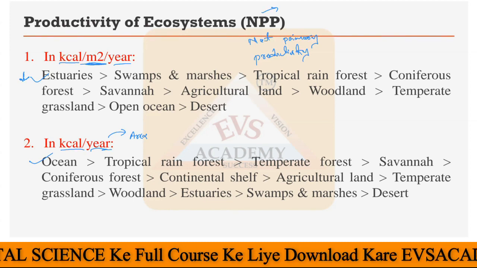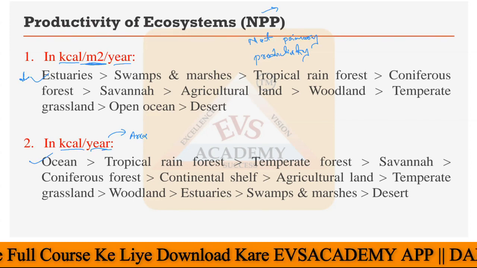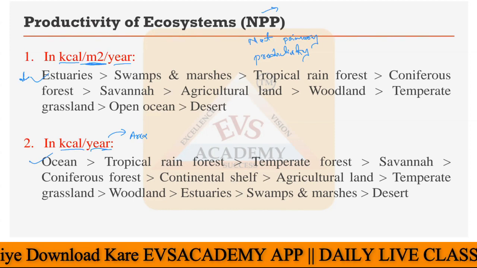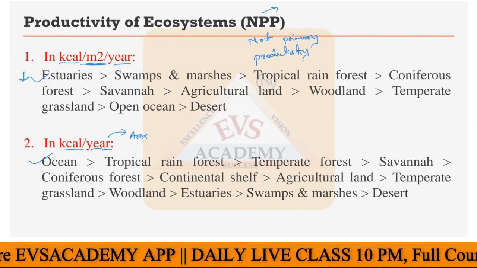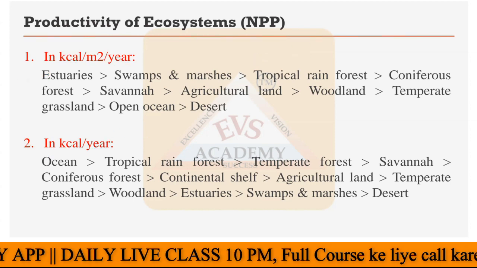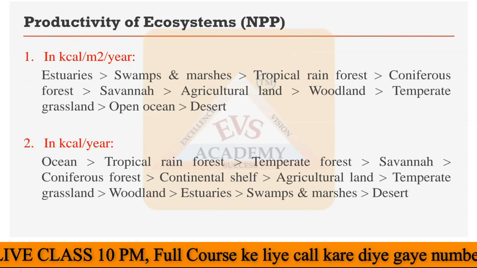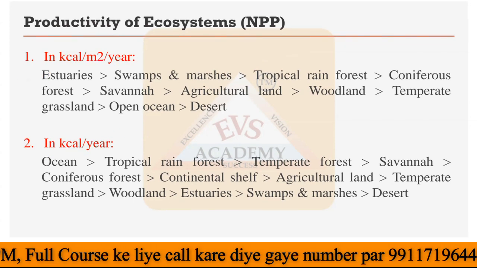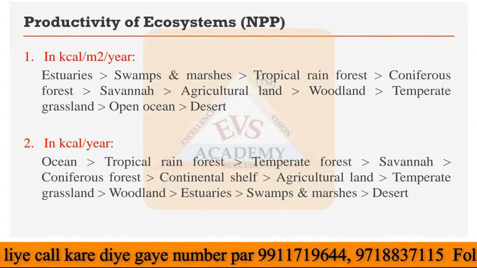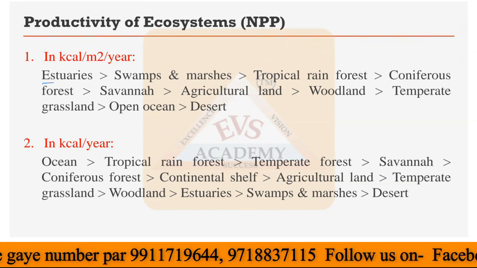But suppose you are measuring it in per meter square area, then the highest productivity is of the estuaries. So I hope both terms are clear to you. Now let's look at the productivity itself. The highest per meter square productivity in kilocalorie per year terms would be of the estuaries.